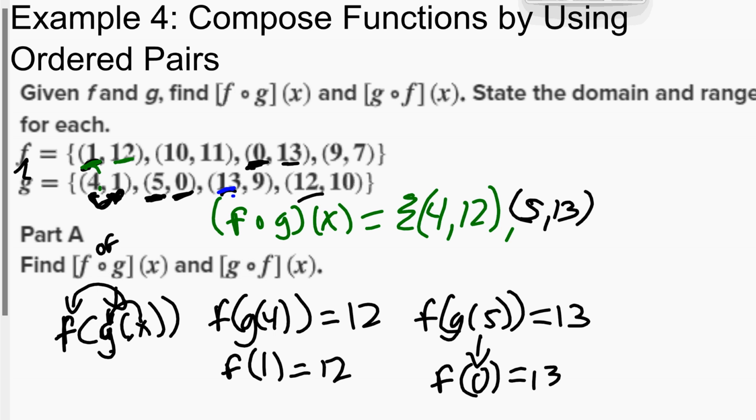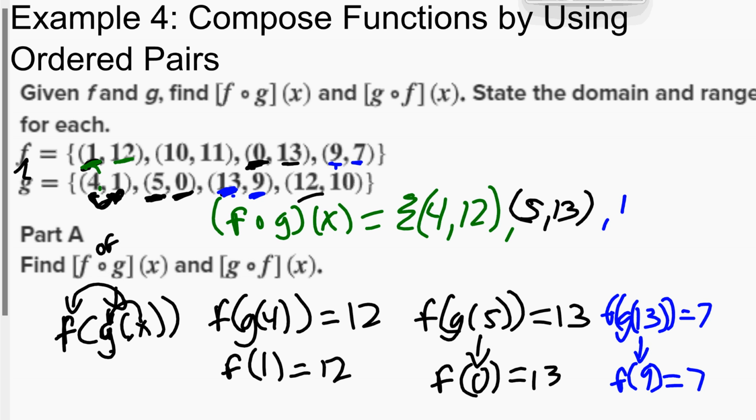And then I just keep on repeating this process. So I plug in 13 for g. So g of 13, that y value is 9. And now what is f of 9? And f of 9 is 7. So f of g of 13 is 7. So when I plug in 13, I get 7.